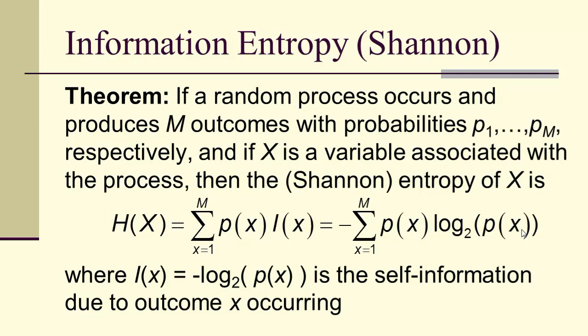Now let's recall our information entropy theorem: if a random process occurs and produces m outcomes with probabilities p1 up to pm respectively for those outcomes, and if x is a variable associated with that process, then the Shannon entropy is H of X, which is the sum of the p of x times I of x, which is the negative sum from 1 to m of the probability times the log base 2 of the probability. The self-information here is the negative log base 2 of the probability, the self-information or surprisal due to the outcome x occurring.